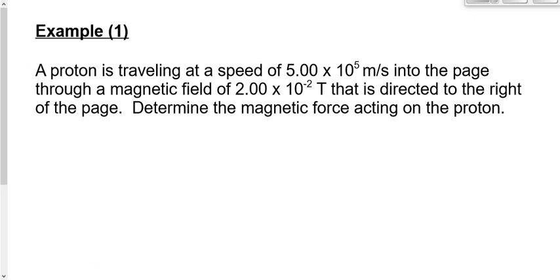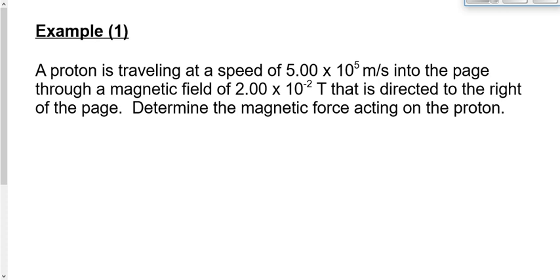All right, let's take a look at an example. Question number 1 says a proton is traveling at a speed of 5 times 10 to the 5 meters per second into the page through a magnetic field that's directed to the right of the page. Those directions are important because if the directions are parallel, there is no force. If they're perpendicular, we can find the magnitude of the force using the equation we just learned and the direction using the hand rule for deflection that we learned a couple of days ago. If it's something other than parallel or perpendicular, we don't need to know how to do this question.